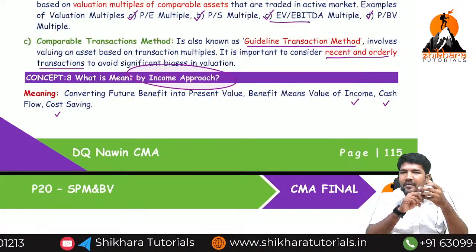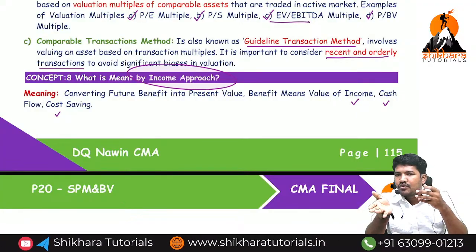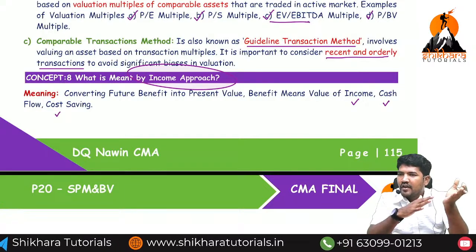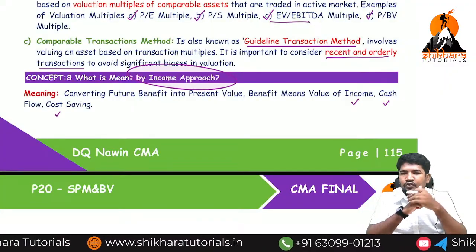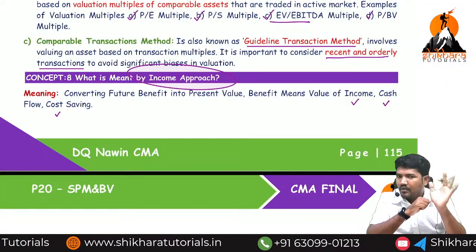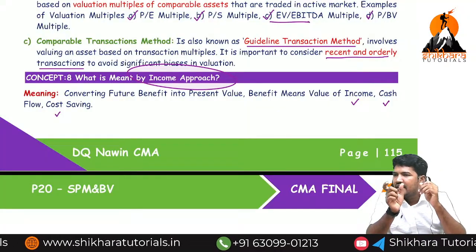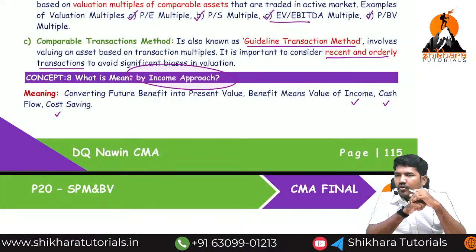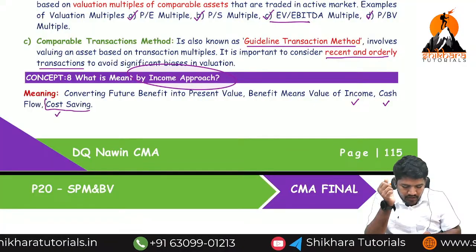Income form means you already valued from a dividend point of view: Gordon's growth model, forecasted and terminal. You bring that future dividend into present value. That is the income point of view. In the next chapter, you will do problems completely on a cash basis. Instead of D1, you are using cash flows. Now here is a very, very important point: cost saving.